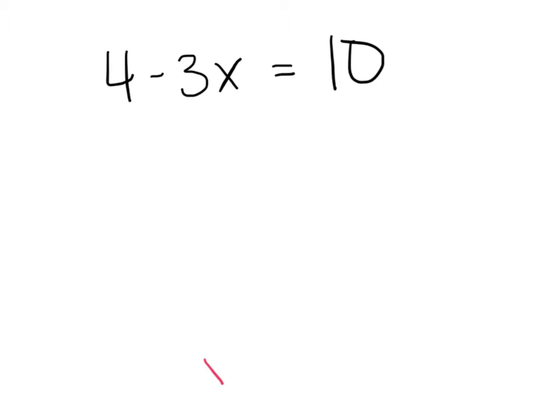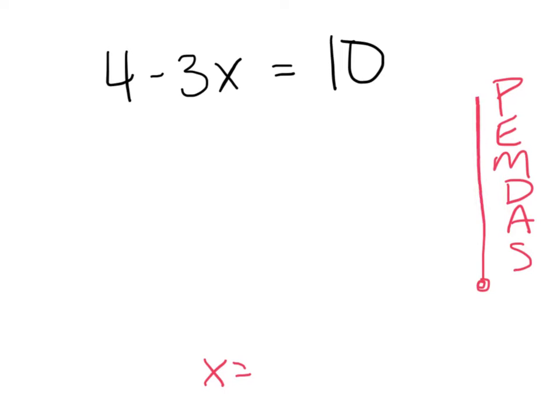Okay, my goal is to get x equals on this problem. In order to get x alone, I need to follow the order of operations, but I need to go in reverse. Start at the bottom and go up, and undo operations on the left side. Well, let's see. I've got two operations. I have subtract and I've got multiply.